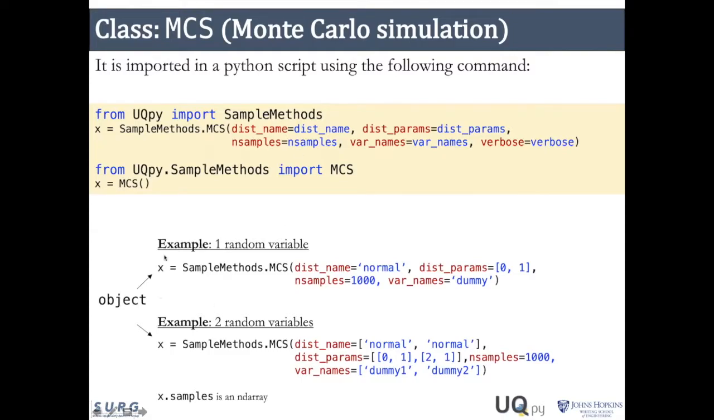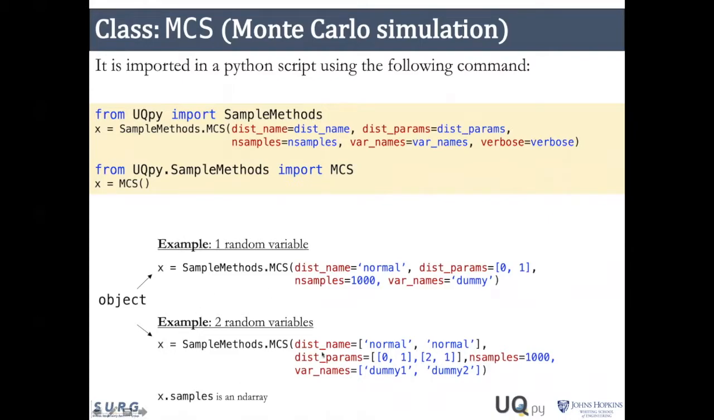So here is an example showcasing how we can use Monte Carlo simulation. In the case where we have one random variable, we provide the name equal to normal, and we provide the parameters of the distribution as a list or an array. We say that we want to generate 1,000 samples from the normal distribution with these parameters, and we define the variable name as dummy. This is something that we use to showcase that we can also define the names of the random variables. Now, x in this case will be an object, and one of the attributes of this object is going to be samples, which is an array, as I mentioned before.